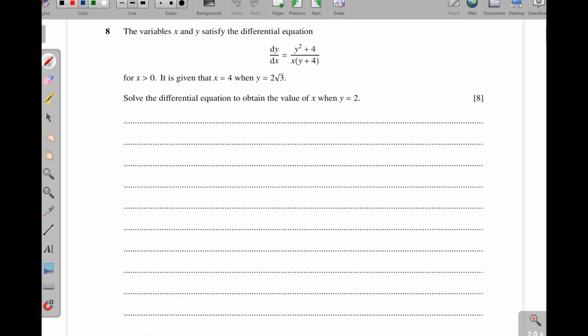Question 8 is coming from differential equations. They are saying the variables x and y satisfy the differential equation, this one here, for x greater than 0.